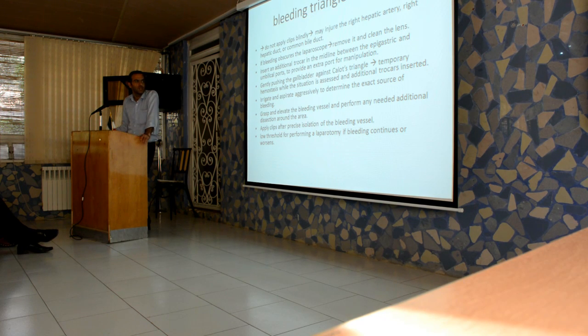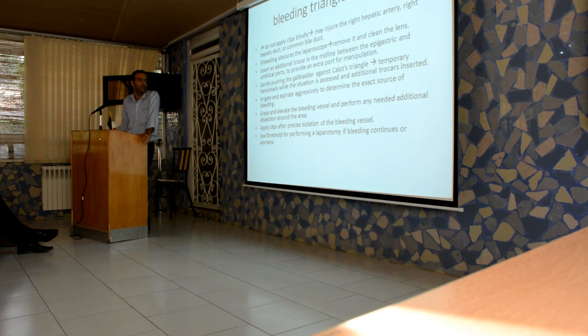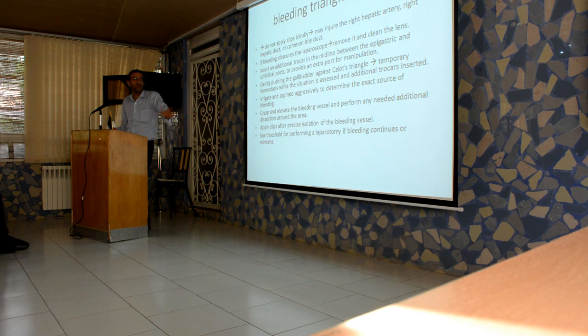And irrigate and aspirate to identify the exact source of bleeding. Grasp and elevate the bleeding vessel and perform any needed additional dissection around the area. Apply clips after isolation of the bleeding vessel. Have a low threshold for converting laparoscopy to laparotomy if bleeding continues or is profuse.